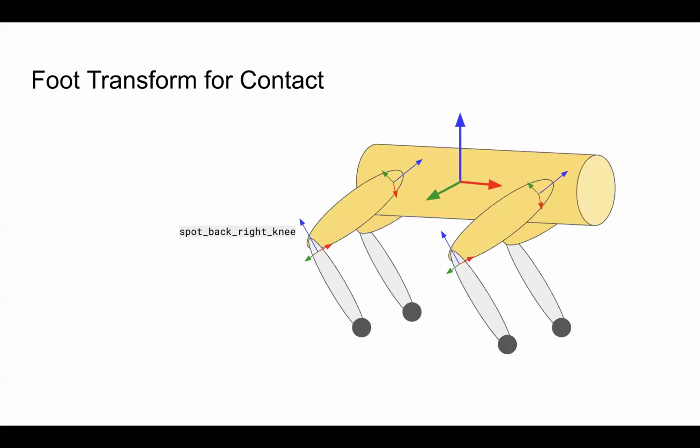We found that Spot didn't come with actual foot frames at the feet, so we had to implement our own. What we did is we first calculated the vector between the frame at the joint and the position of the foot when it makes contact with the ground. And then we just added a frame at this foot.